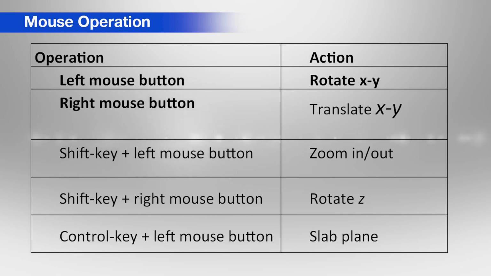Operation and action. Left mouse button: rotate XY coordinate, XY angle. Shift key plus left mouse button: zoom in and zoom out. Shift key plus right mouse button: rotate the Z coordinate. Control key plus left mouse button: slab pane.